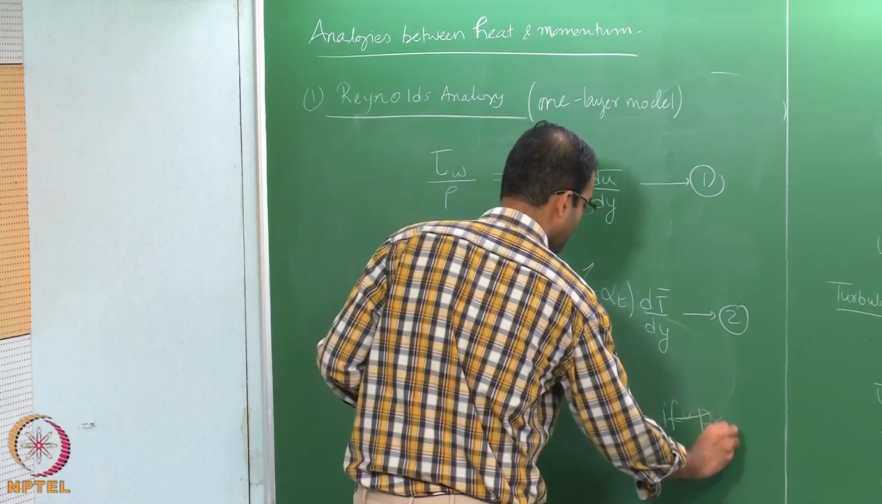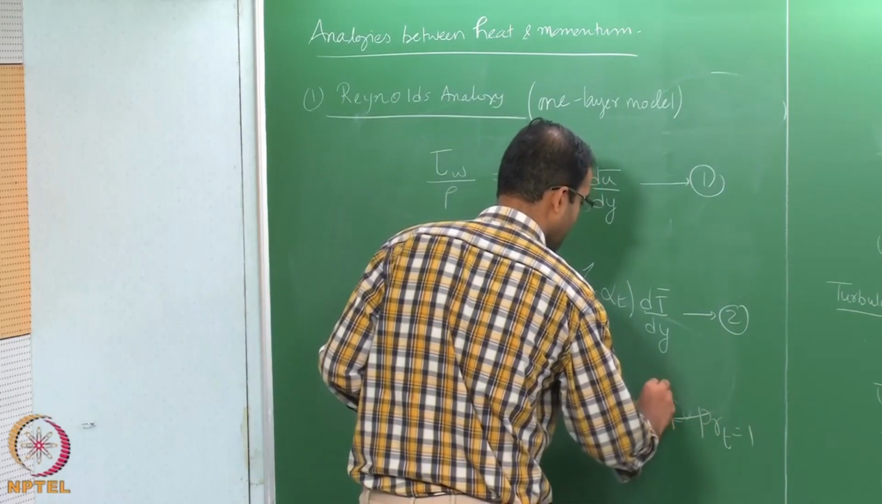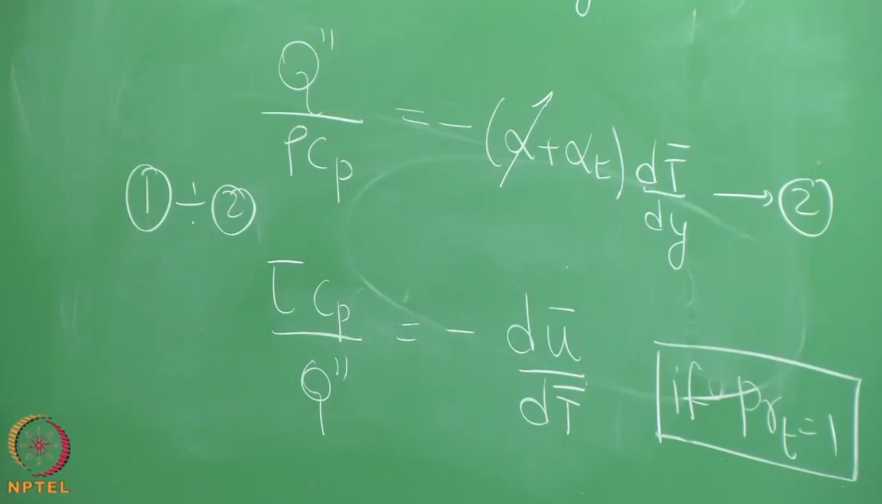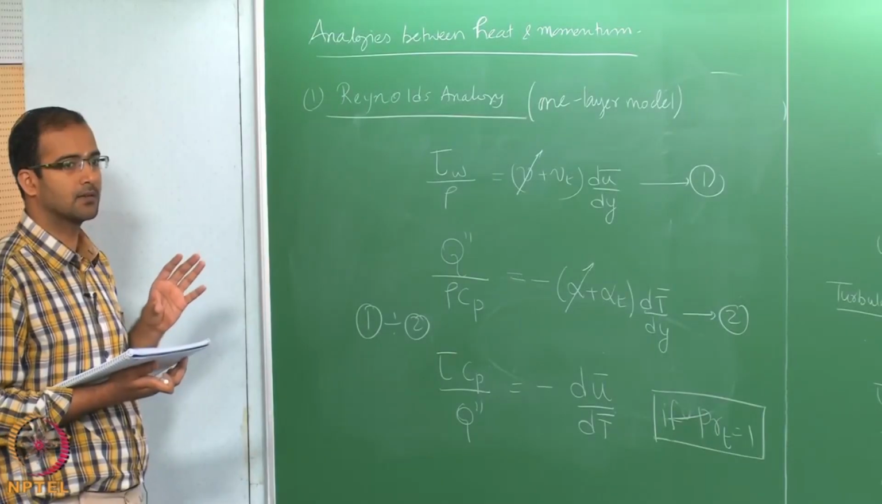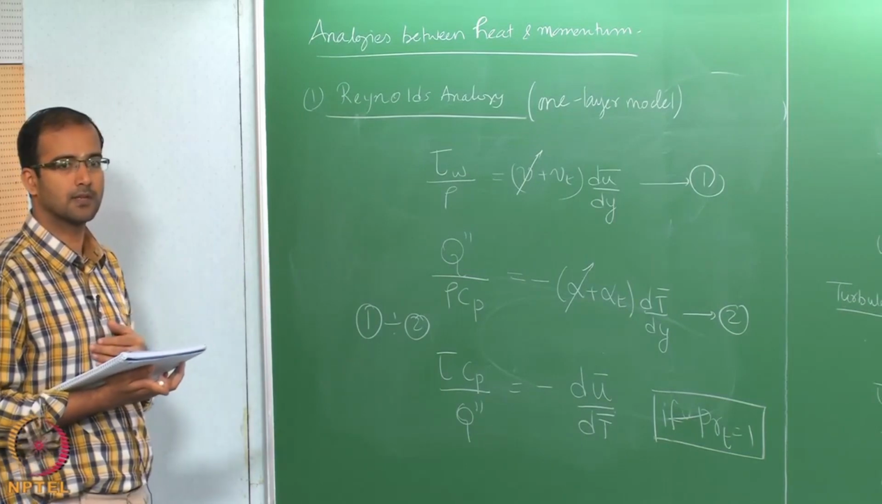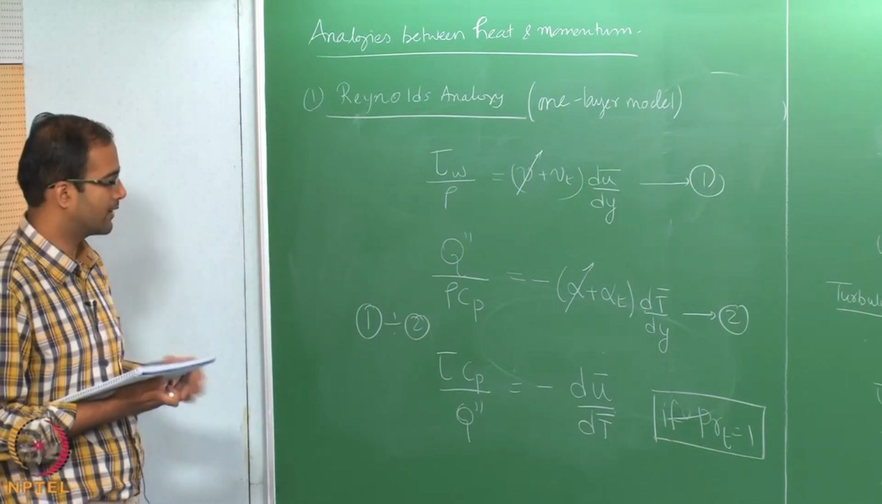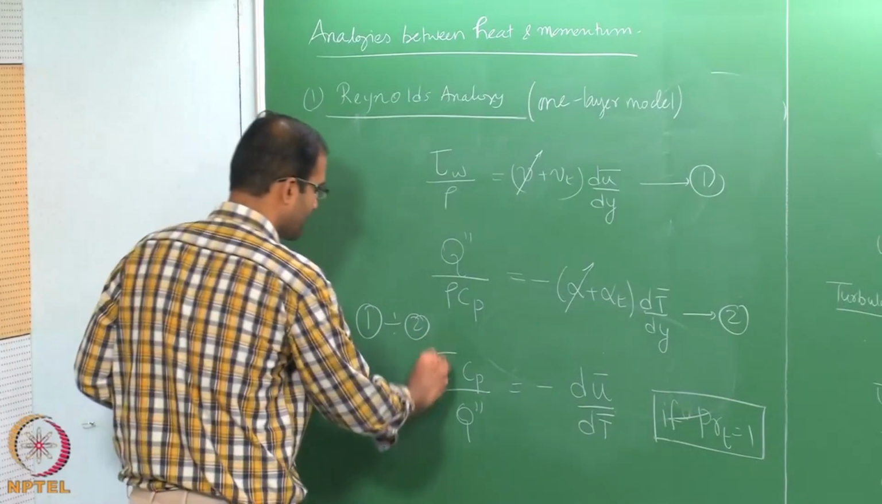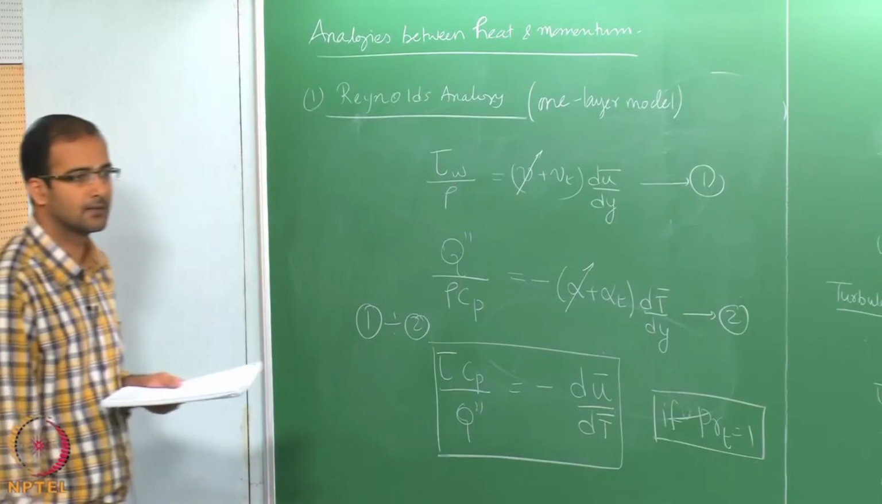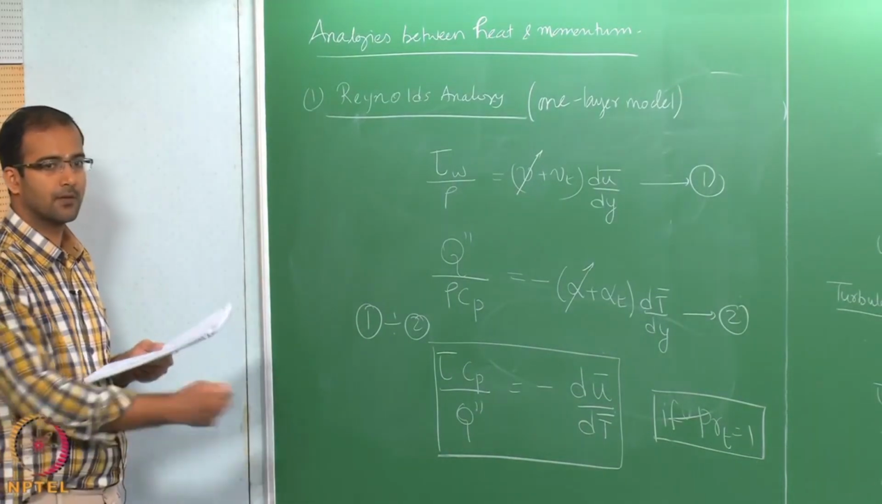Turbulent Prandtl number equal to 1. So, I am just making an assumption that right now my turbulent Prandtl number equal to 1, so that the ratio of turbulent momentum to turbulent thermal diffusivity is equal to 1, okay, and therefore, I get a very simple relationship between q and shear stress. So, this is how we are building the analogy.